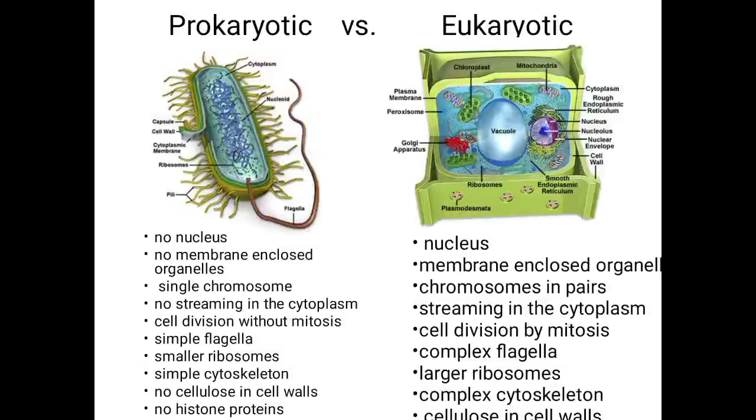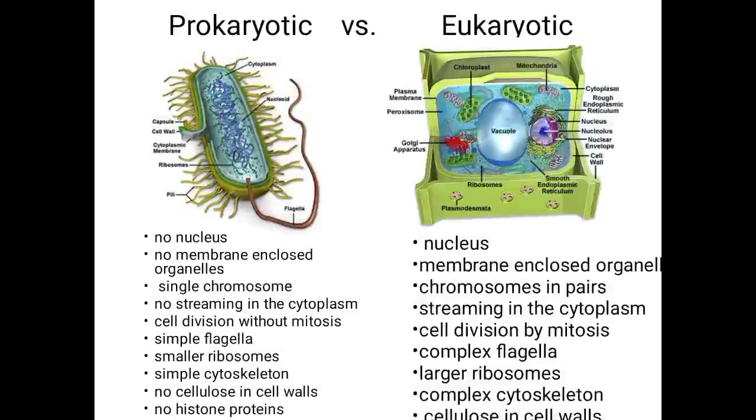And in the prokaryotic cell, there will be a single chromosome. Single chromosomes can be seen in prokaryotic cells. But in eukaryotic cells, chromosomes will be in pairs. Pairs of chromosomes can be seen. They are called tetrad chromosomes.